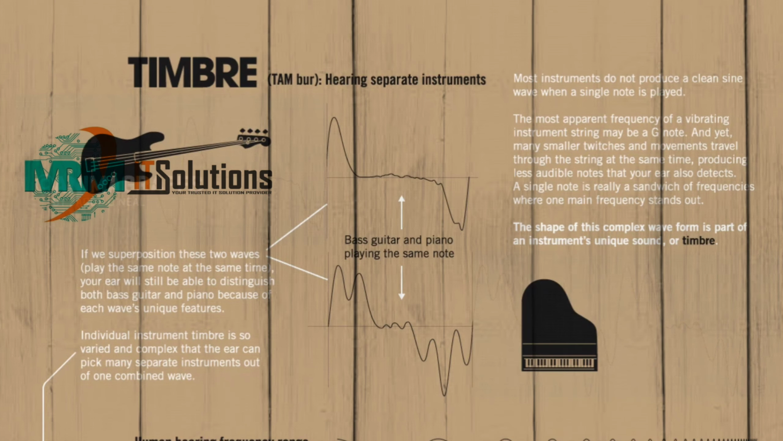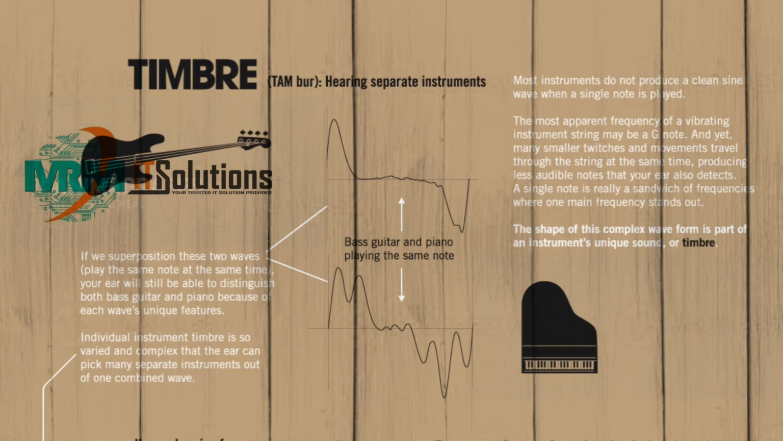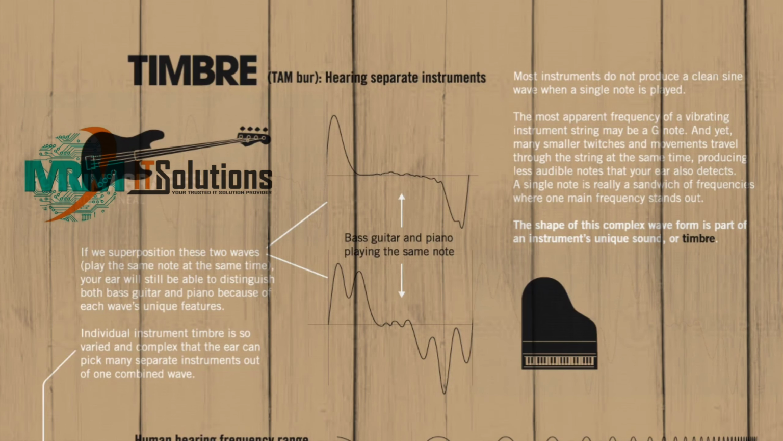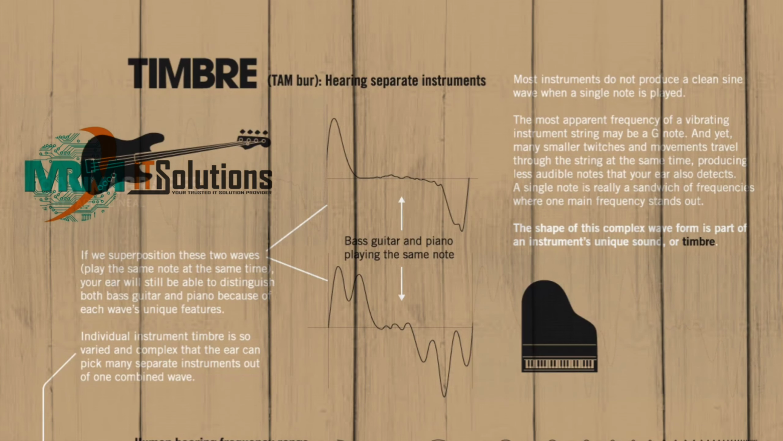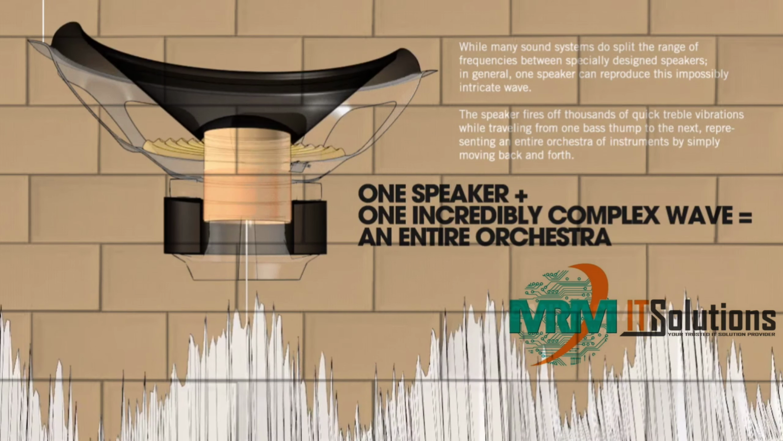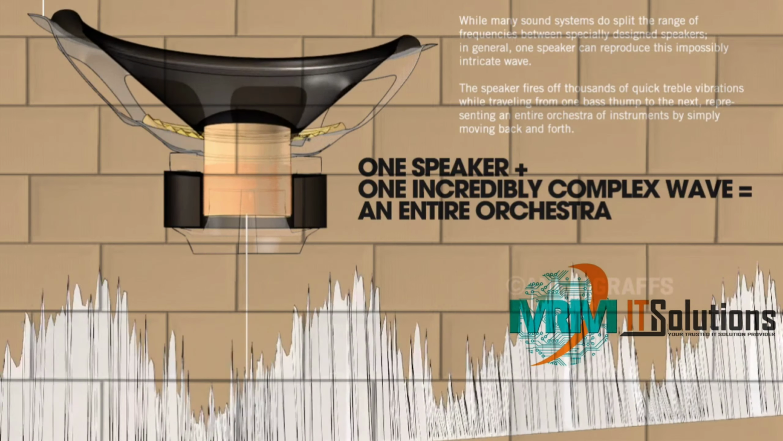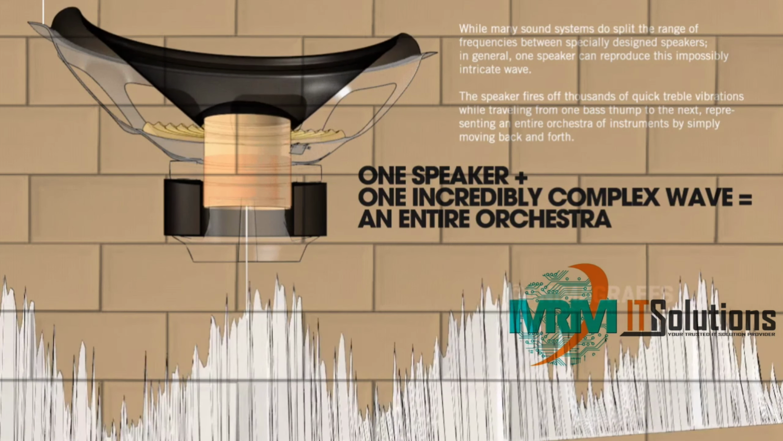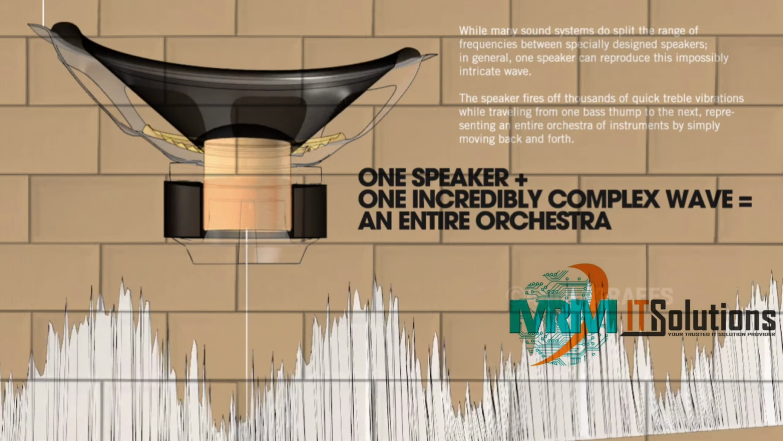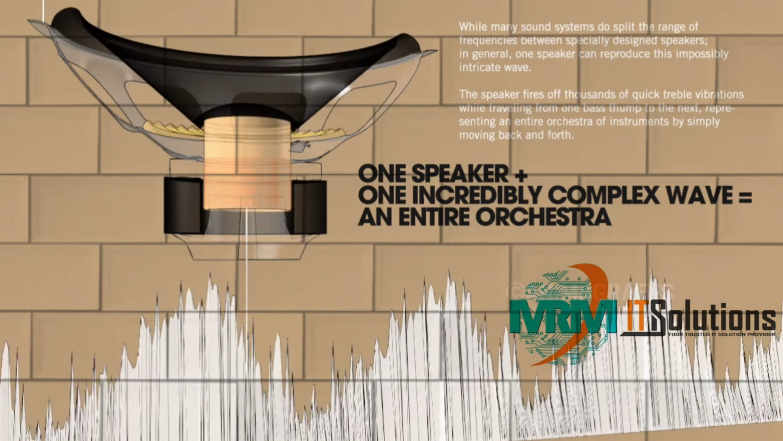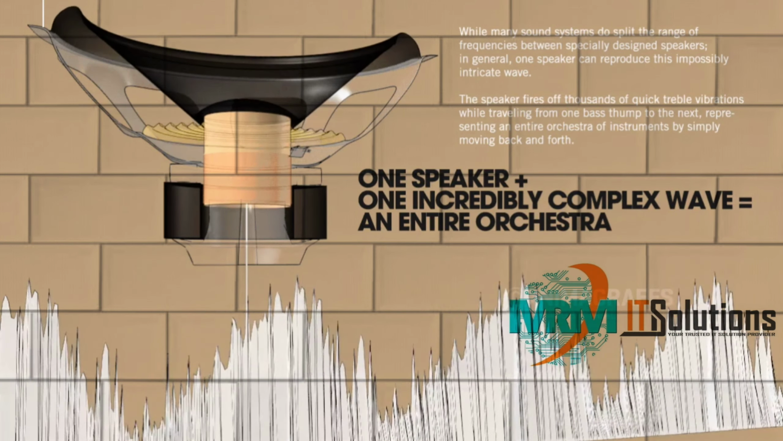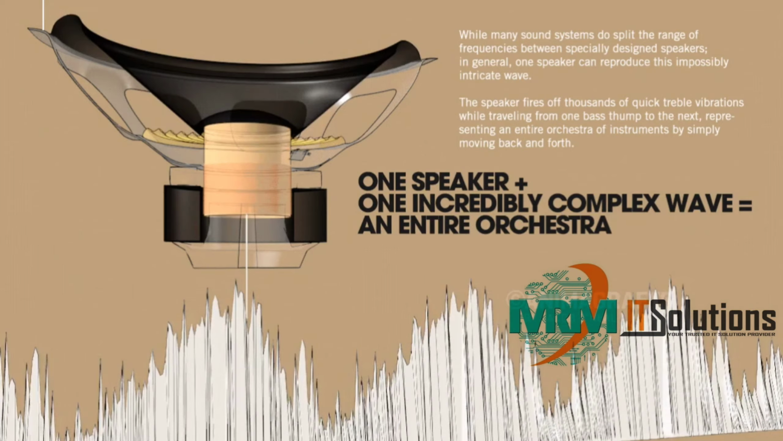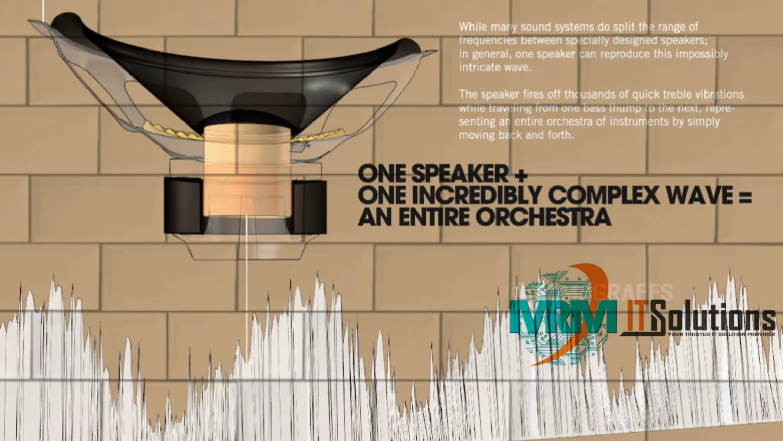Timbre. Hearing separate instruments. Most instruments do not produce a clean sine wave. When a single note is played, the shape of this complex waveform is part of an instrument's unique sound, or timbre. One speaker plus one incredibly complex wave equals an entire orchestra. Many sound systems do split the range of frequencies between specially designed speakers. In general, one speaker can reproduce this impossibly intricate wave. The speaker fires off thousands of quick treble vibrations while traveling from one bass bump to the next, representing an entire orchestra of instruments by simply moving back and forth.